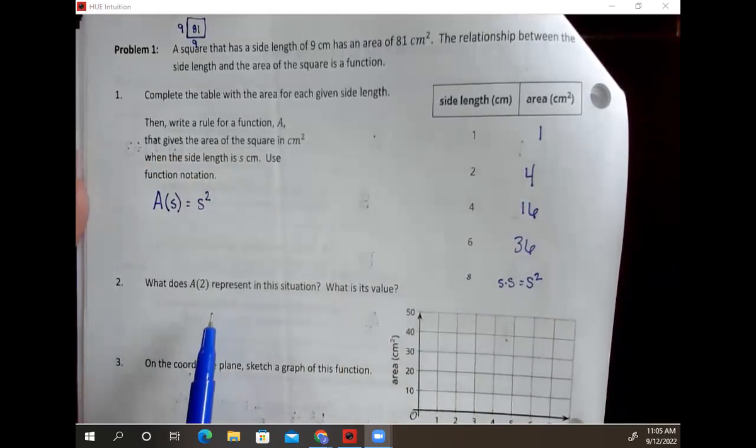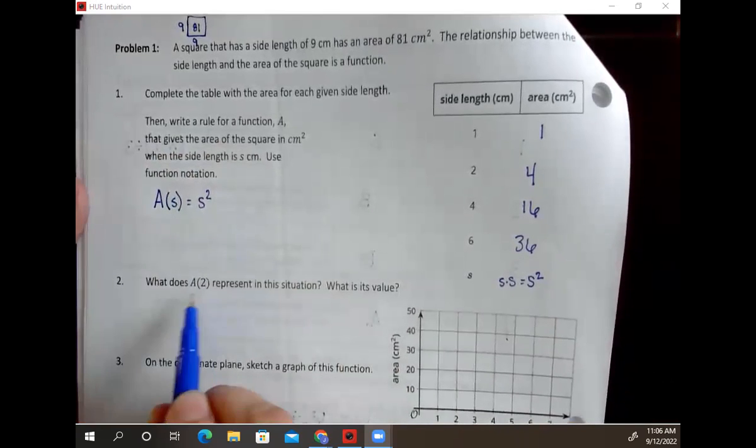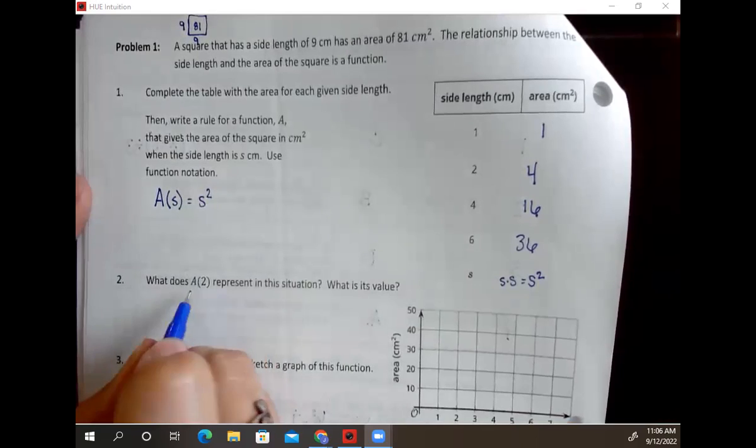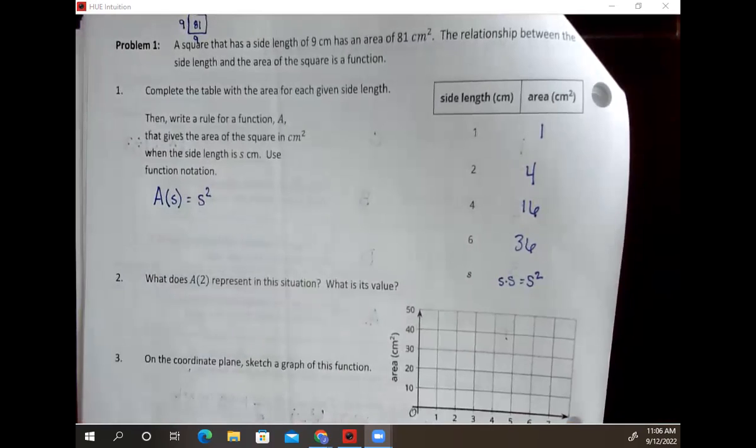Now, number 2 throws us back to some stuff we did earlier, right? I've written a function here using function notation. Let's talk about what something in function notation would mean here. So number 2 says, what does A of 2 represent in this situation? What is its value? So A of 2, for this problem, we're talking about areas of squares. What is the 2? Let's start there. 2 is the side length, right? 2 centimeters, okay? So a square with a side length of 2 centimeters.